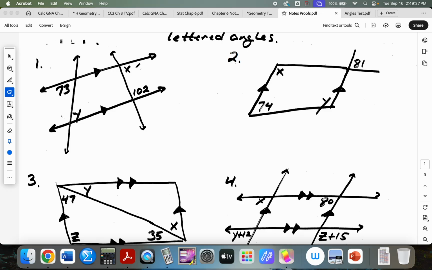Now, what type of angles are x and the 102? Anyone? Same side interior. Therefore, they should be, the other S word, supplementary. So all I have to do is 180 minus 102, which is 78. You want your transversal to go across the parallel lines.